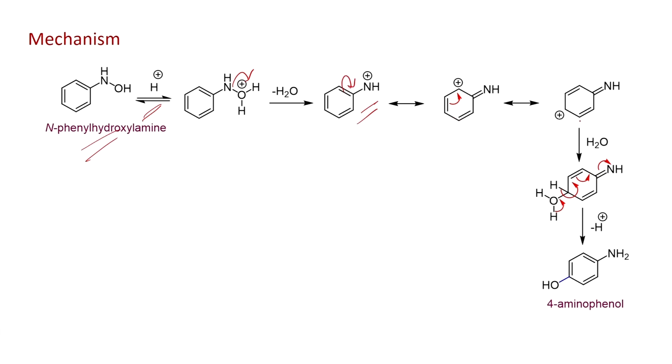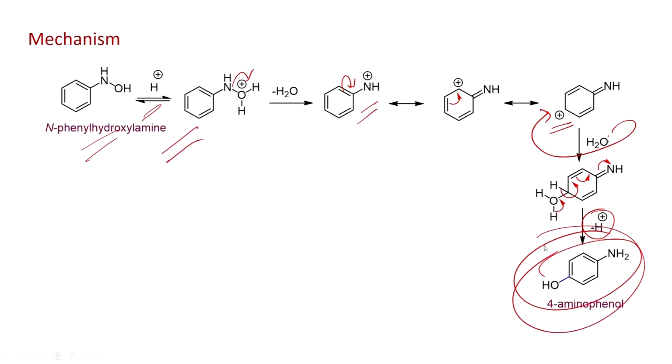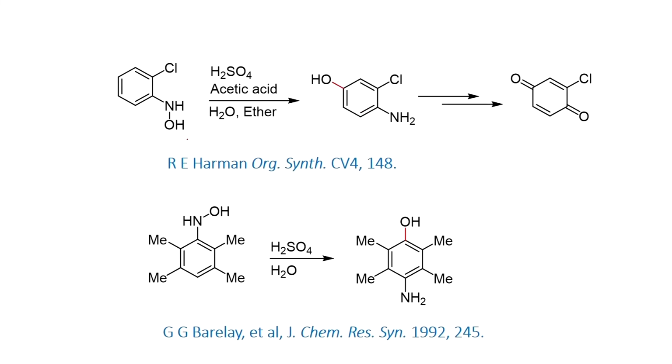Once we have this one, now the water can attack, and you will be able to have this intermediate which can lose a proton, and in this way you will get 4-aminophenol as the product. So if you have phenyl hydroxylamine, when you react with the acid, you can make phenol derivatives. Now let us look at some examples. Now let us look at this one.